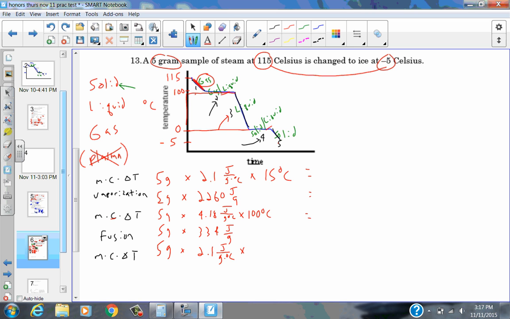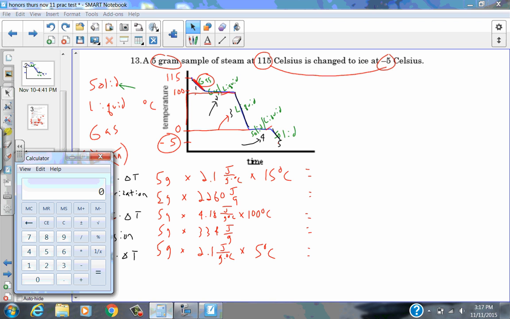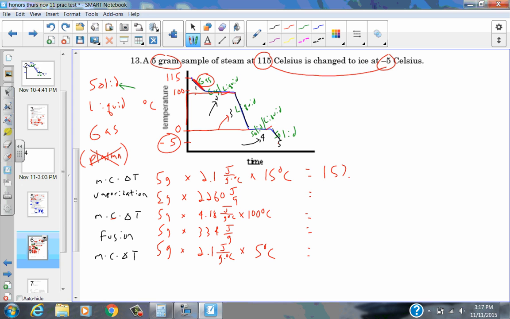How cold is it going to be? -5. 0 to -5 is a change of 5. Don't put the negative sign. We just want to know how much it changed, a change in temp. This is where it'll get a little tedious. I have to put my calculator up here. 5 times 2.1. That does not seem right. So I'm doing a little mental math. 5 times 2 is 10. Yeah, it does make sense. 157.5 joules.